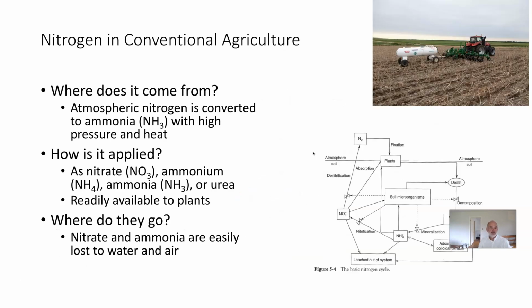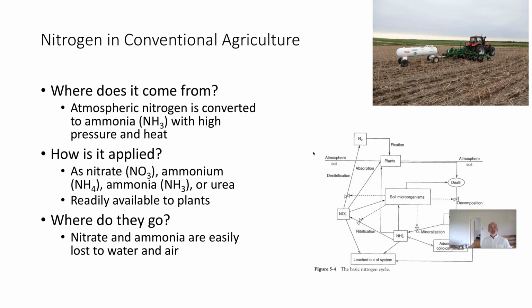Okay. Again, if we think about nitrogen in conventional agriculture, this is the anhydrous ammonia, which is being applied. This is essentially a compressed, high pressure and high heat liquid form of ammonia, which is injected into the soil. It can't be applied on the surface because it would automatically go into denitrification. It's going to be injected into the soil, so that's one way.